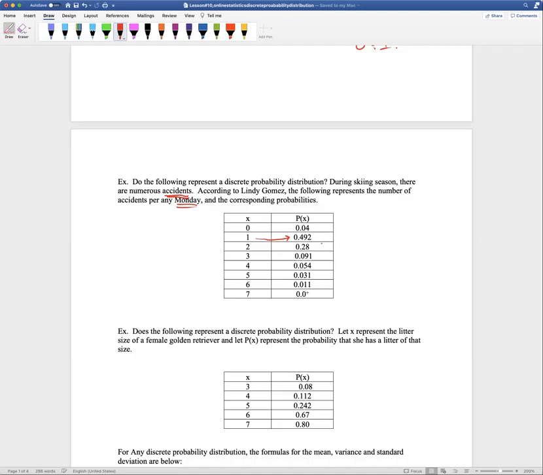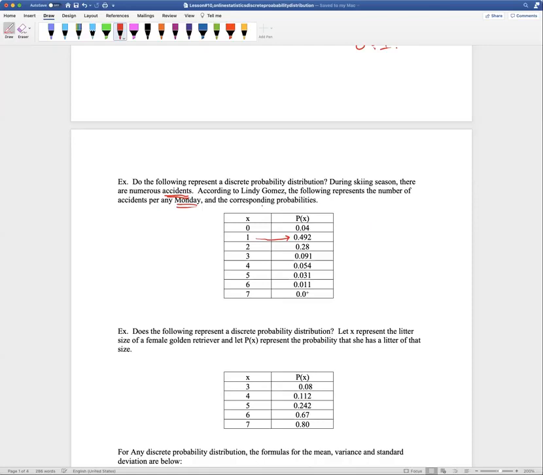Sure, it is possible, but the highest probability in here is that 1 day. Now, if you look at the discrete probability distribution for another day of the week, let's say we're looking at Saturday or Sunday, then, because ski slopes tend to get a lot more crowded on the weekend, right? That's when people aren't working.